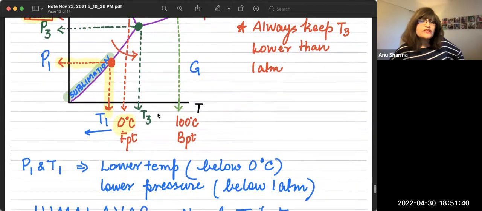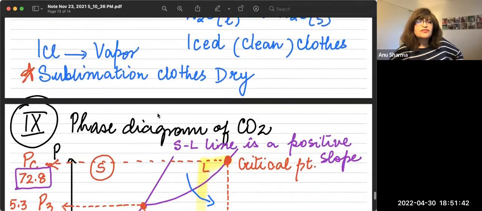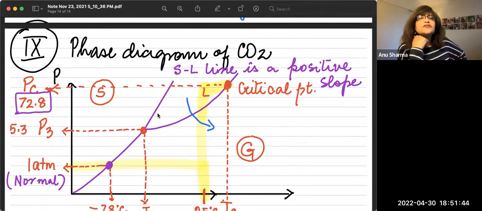Sublimation, melting, boiling, those things. This type of questions can be asked. Okay. Next is, and this is the last one, we are looking at a phase diagram of carbon dioxide.